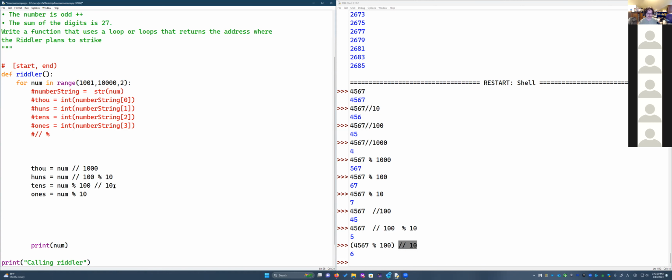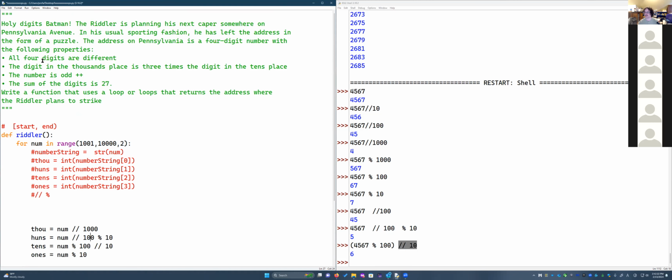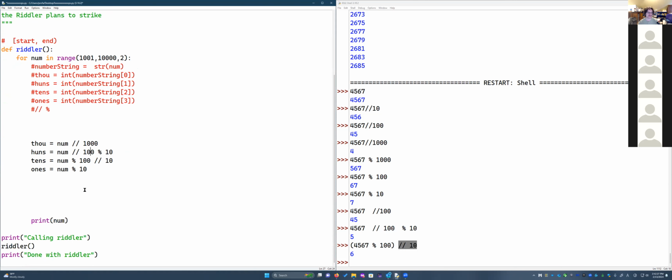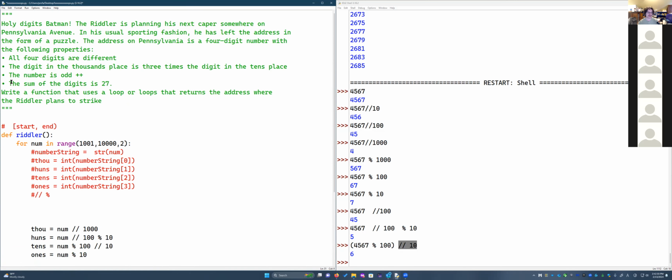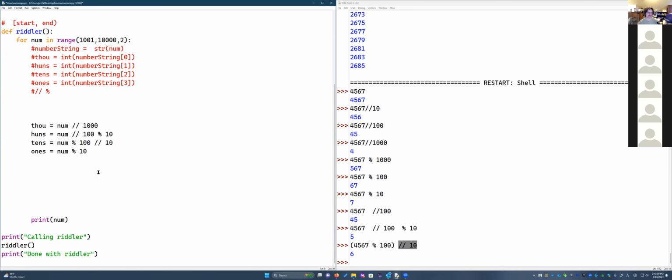Okay. So now we've got this, and we can actually attack those if statements. All four digits are different. This one is just an annoyingly big if statement. So instead, let's focus on the smaller one: the sum of the digits is 27. So this is the way an if statement works, and we're going to get a lot of practice with if statements on Thursday.